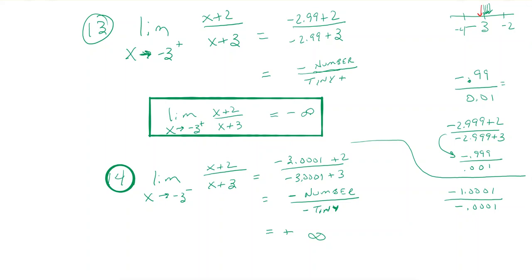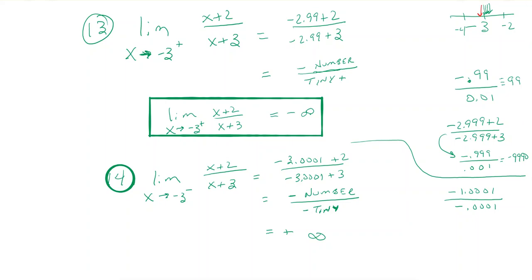Okay, if you actually calculated this number, and you took this negative 0.99 and divided it by 0.01, you would get 99. Agreed? And as you get closer, if you went down here and had 0.999 divided by 0.0001, you would get 9,990. Okay, so do you see how as I'm getting closer, I'm getting a bigger and bigger number?